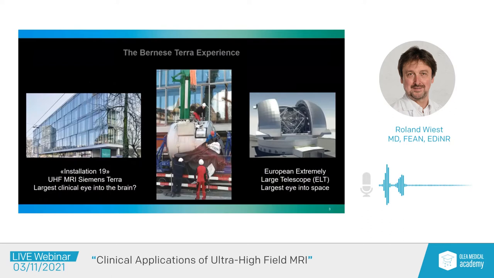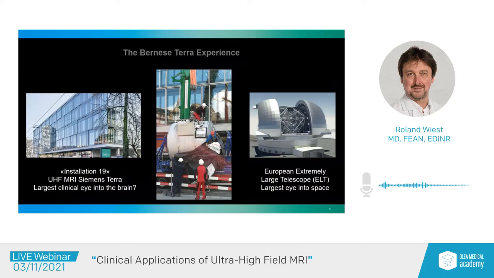These were the primary motivations that drove us into installing this system. So we got the 19th system in the world. We were really excited because we thought it could be something like, maybe you've heard about that, the European Extremely Large Telescope in Chile, which is currently the largest eye into space. And so, of course, we were very excited if we would now have the largest clinical eye into the brain. And this is what the talk will be about.